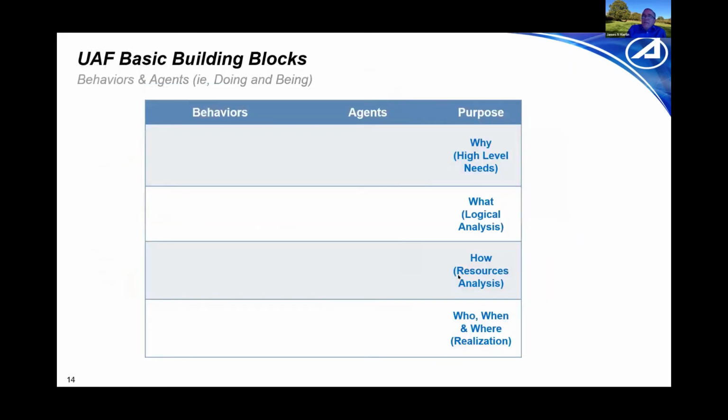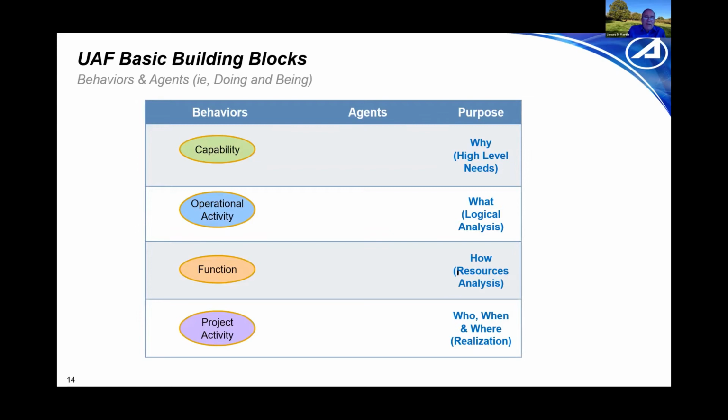So there's some basic building blocks that are used within the entire modeling construct for UAF. So these are all building blocks based upon the blocks in SysML, but we've added some additional specific flavor to these behaviors and agents depending on the purpose. So for example, the capability is the ability to do something. So that's the behavior of what the enterprise is capable of doing. And that's focused on why the enterprise does what it does and addresses high-level needs.